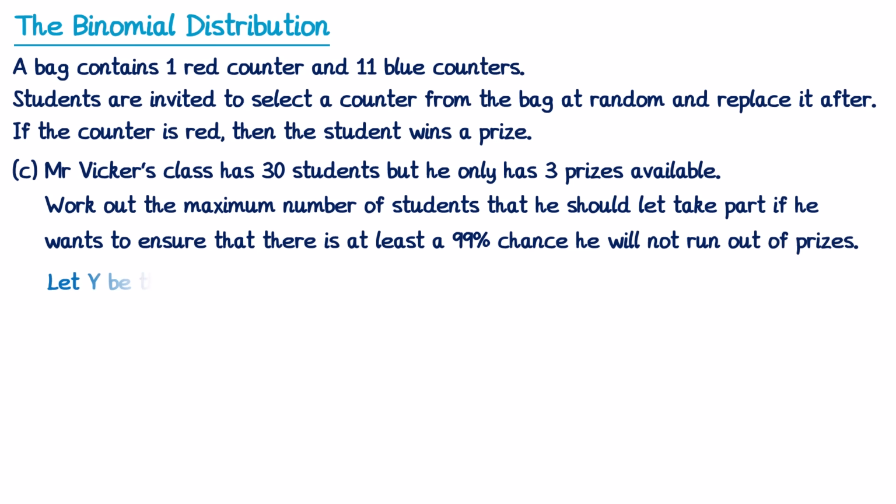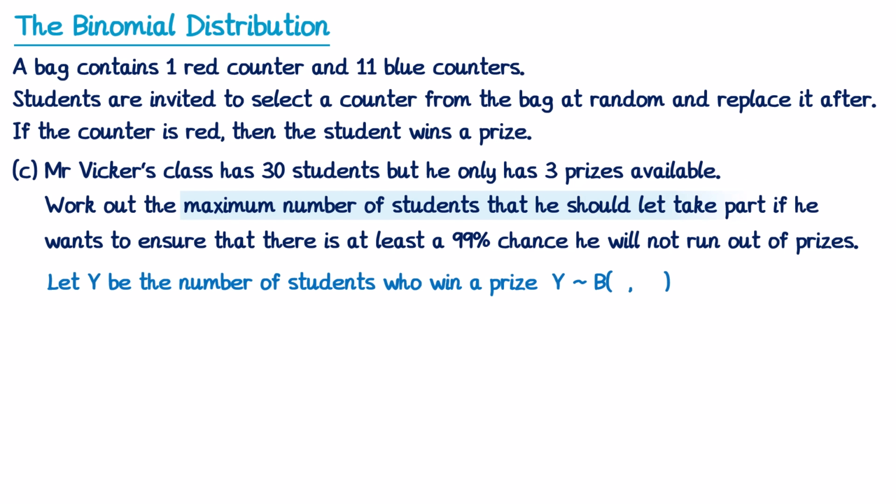So we'll begin by defining his distribution first. Let y be the number of students who win a prize. Then y will be distributed binomially. For this question, we don't actually know the value of n. Even though there are 30 students in the class, we're trying to work out the maximum number of students that he should let take part. So he may not let all 30 students take part, so we're just going to call this n for now. Since they're using the same bag as before, the probability of success will still be 1/12 though.